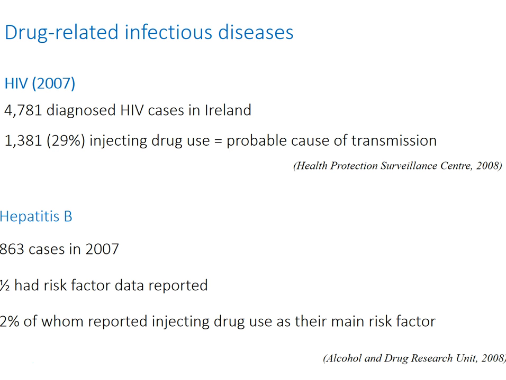What about drug-related infectious diseases? Well, the main ones one would be concerned about would be HIV and hepatitis B. In 2007, there were just under 5,000 diagnosed HIV cases in Ireland, and of these, roughly 1,400 or 29% were injecting drug users. For hepatitis B, there were 863 cases the same year, and only half of these had risk factor data reported, a percentage of whom reported injecting drugs as their main risk factor.